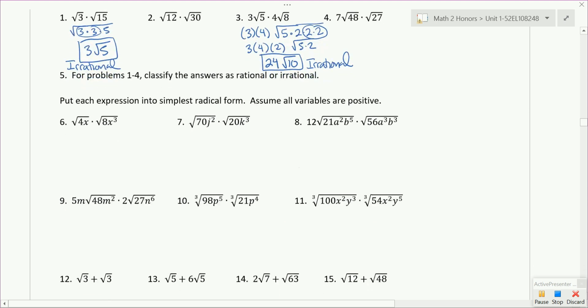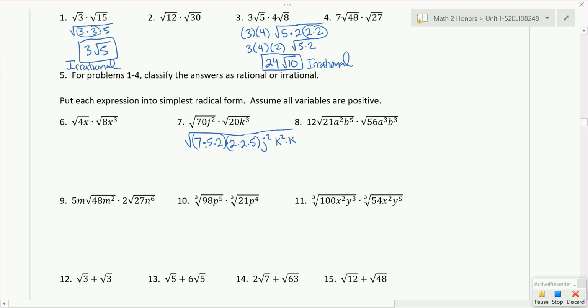Number 7, we're to put each expression into simplest radical form, assume all variables are positive. So here we have the square root of 70, which is 7 times 10, so that's 7 times 5 times 2, that's your 70. We've got the 20, which is 2 times 10, or 2 times 2 times 5. So my 70 and my 20. I got j squared, and I got k to the third power, but I'll do k squared times k.